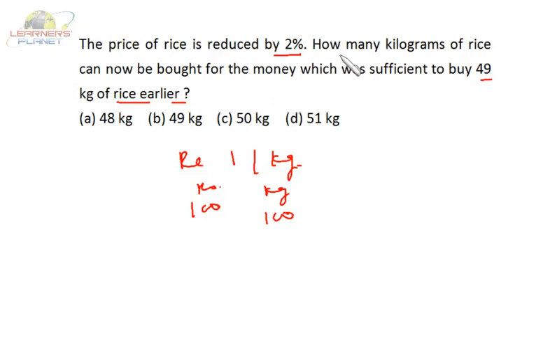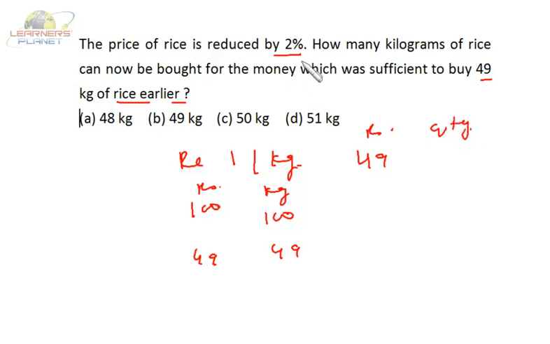Here we have been given: how many kilograms of rice can now be bought for the money which was sufficient to buy 49 kilogram rice earlier. So initially 49 kilogram rice we must be buying for 49 rupees, since the price is 1 rupee per kilo. That means now we are having 49 rupees with us, and we have to find out the quantity of rice which can be bought for 49 rupees. So rupees and quantity.